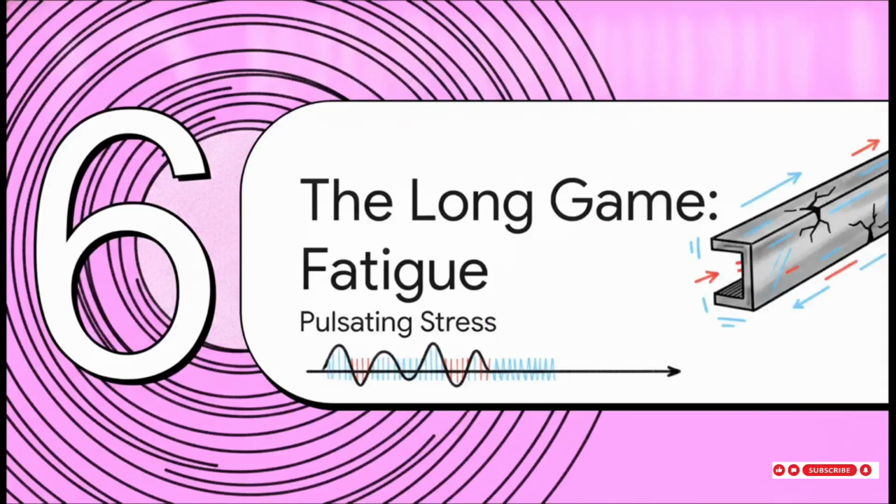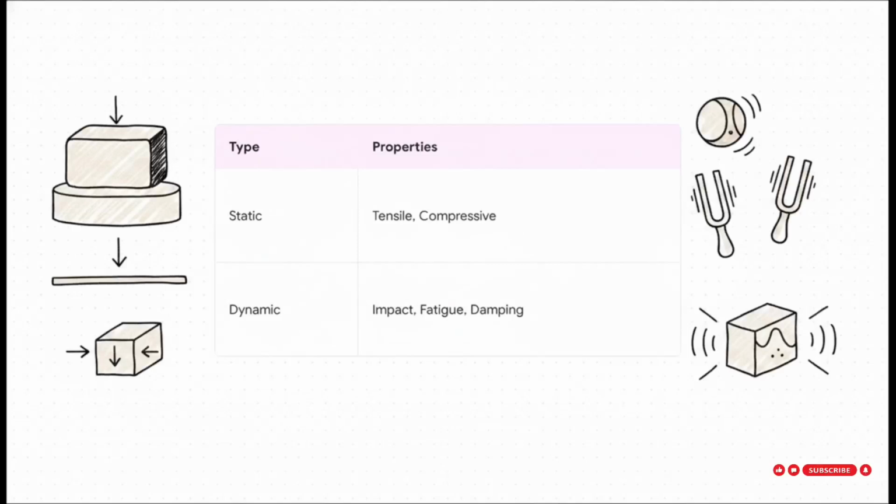Finally, we've reached Section 6, the long game, fatigue. Let's take a quick look at this comparison table. On one side, we have static properties, like the tensile and compressive strengths we discussed earlier. These measure steady, constant loads. But on the other side, we have dynamic properties, impact resistance, fatigue, and damping capacity. Damping capacity, by the way, is a material's ability to dissipate vibrational energy as heat and sound.